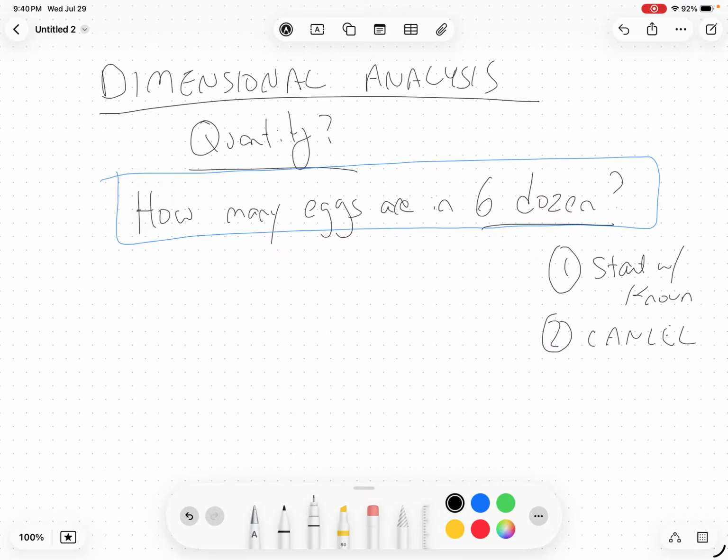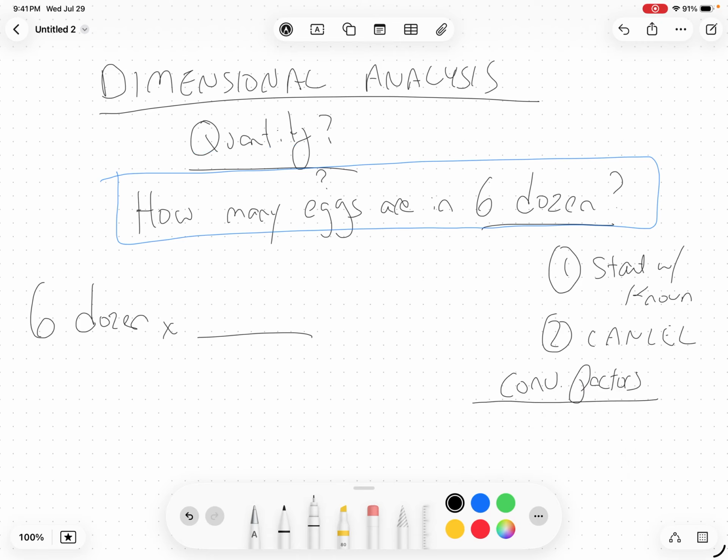All right. What do we know? Well, we're asking how many eggs we have, so that's the unknown. But we do know we have 6 dozen. So let's start with that. So we write down 6 dozen. Now, what we need to do is cancel out dozen to get to the right number of eggs. Well, we need to figure out what conversion factors can we use to help us get there?